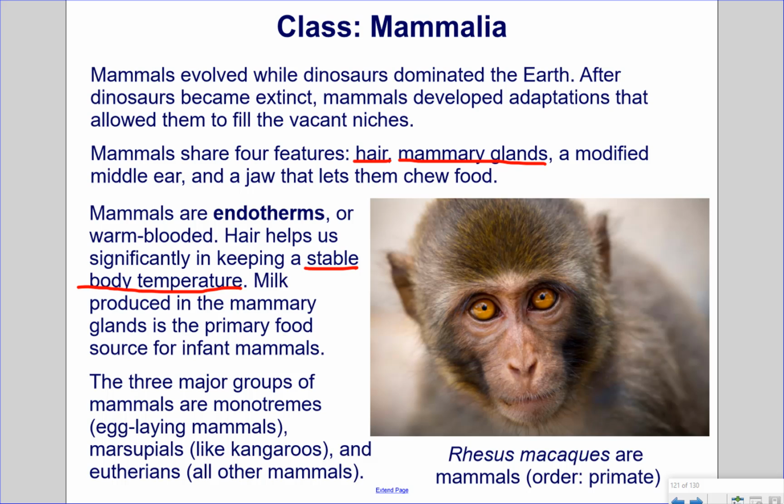Milk produced in the mammary glands is the primary food source for infant mammals. The 3 major groups of mammals are the monotremes, the egg-laying mammals, marsupials, like kangaroos, and eutherians, all other mammals. Pictured here is a rhesus macaque, and it is a mammal in the order Primates.